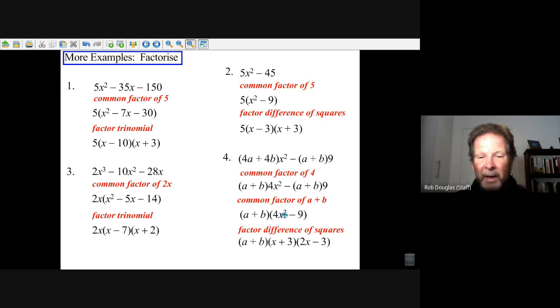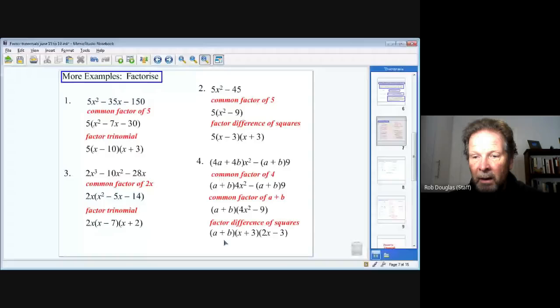Then I write down the a plus b again. The difference of squares, the square root of 4x squared is, oh, there's a missing 2x there. There should be a 2x here. It should be 2x plus 3 and 2x minus 3. A plus b times 2x plus 3 and 2x minus 3. That'll be fixed up in your notes when you get that. And I think that's about all for today.